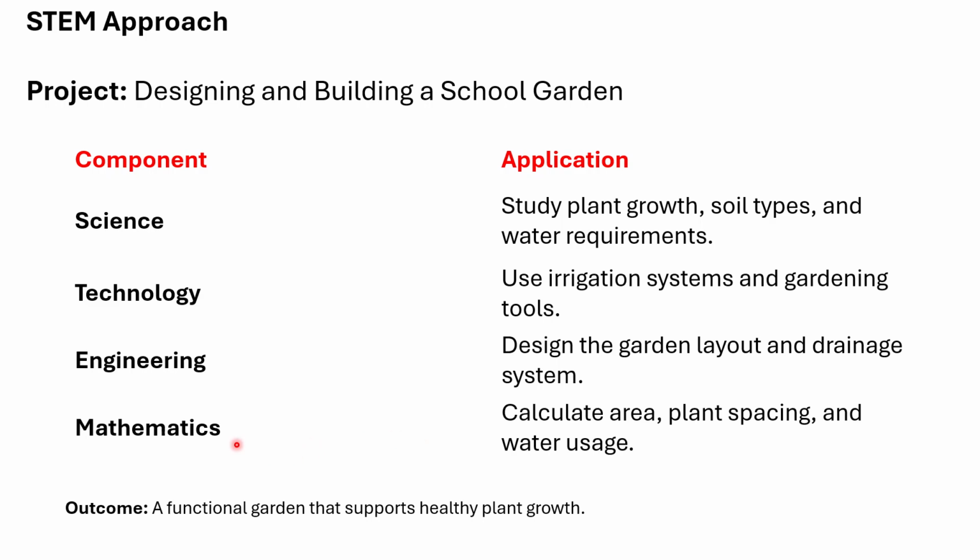Then coming to the mathematics, they should know how to calculate the area for the school garden, and the plant spacing for each plant, how much space should be provided, and the water usage. So if you look at the outcome, a functional garden that supports healthy plant growth using the STEM approach.